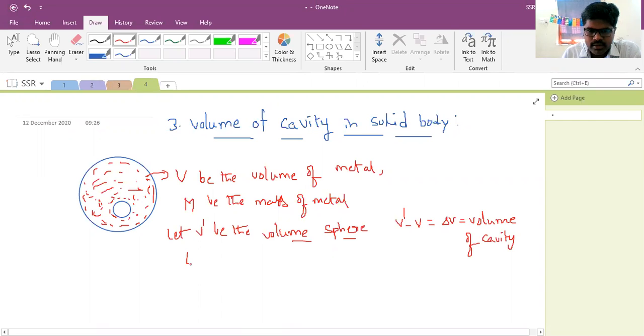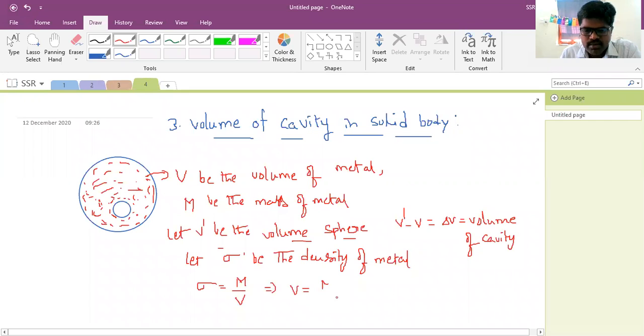Okay, then you can take the symbols according to whatever content I have given. Let sigma be the density of metal. Then for the volume, normally sigma is equal to m by v, mass by volume of metal. From this, volume v is equal to m by sigma. This is equation number 1: volume of metal is equal to mass by density. Are you clear on this point?